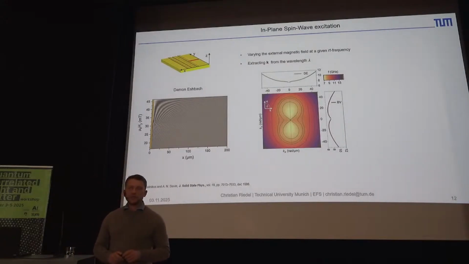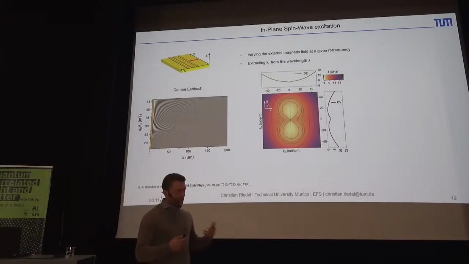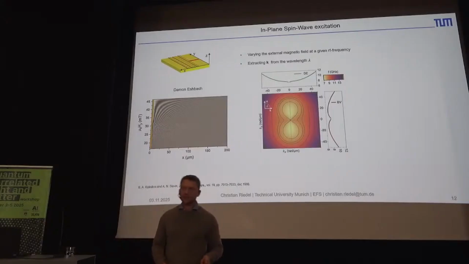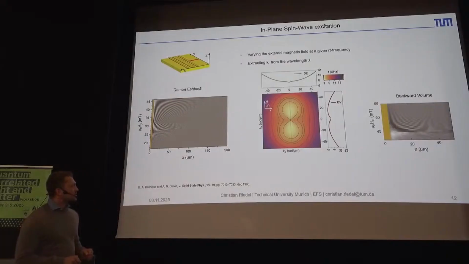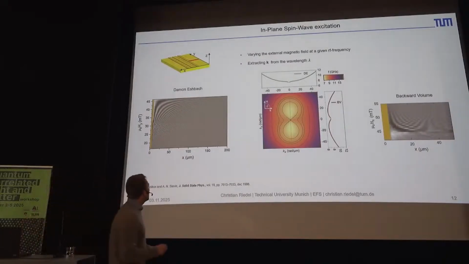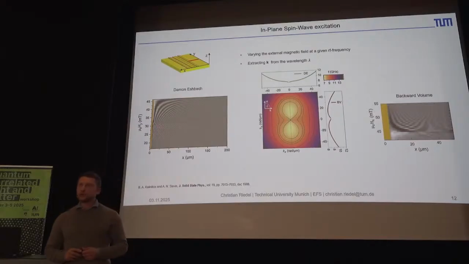Here for the Damon-Eshbach case, you can see that we actually increase the wavelengths if we increase the external magnetic field, whereas if we have the backward volume geometry, you can see here that if we increase the external magnetic field, we actually decrease the wavelengths. An interesting part which we discovered here by measuring the dispersion relation is an area where it seemed that the spin wave propagation is strongly suppressed.